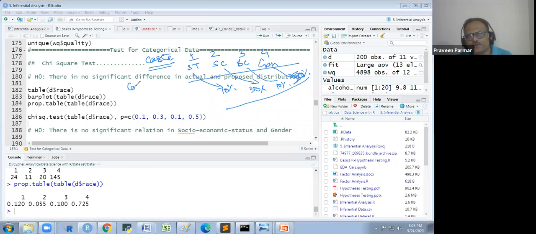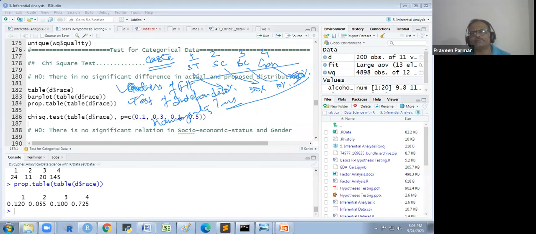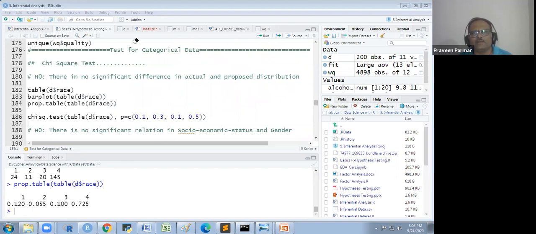First is goodness of fit. Second is test of independence. And third is homogeneity test. So we will do these two, not the homogeneity one. Okay. So I remove this. So first we are talking about the goodness of fit.